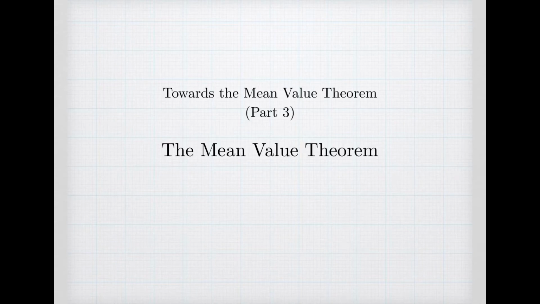Welcome. This is a video series to look at the proof of the mean value theorem. This is part 3 in the series and the final part of the series. The first installment looked at Fermat's theorem for the derivative at extreme values. The second looked at Rolle's theorem, which looks at turning points of functions. And now we're going to use those two theorems to allow us to prove the mean value theorem.